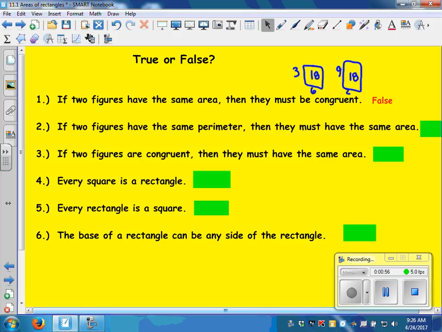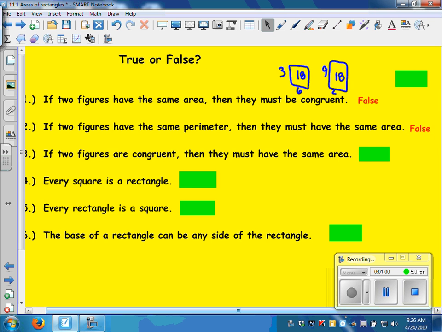Number two, if two figures have the same perimeter, they must have the same area. Along the same lines, you can say false for that because you can come up with figures that do have the same perimeter, but they may not have the same area. So you can have, for example, let's say I had two rectangles whose total was 20 in terms of perimeter. So maybe I had 8, 8, 2, and 2, but I may have 6, 6, 4, and 4. Those have same perimeters, but they don't have the same areas. In fact, the first one has an area of 16, and the second one has an area of 24.